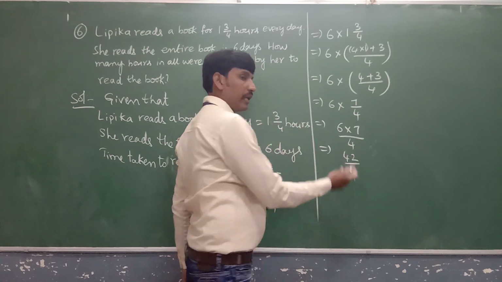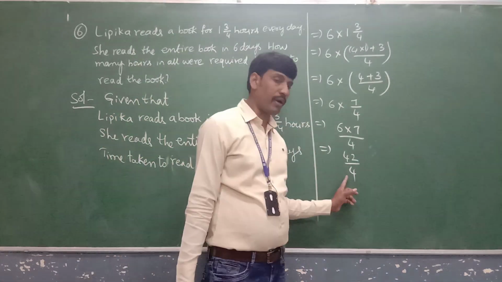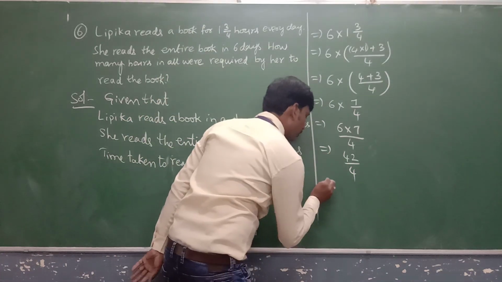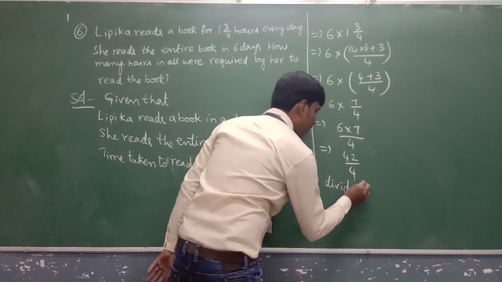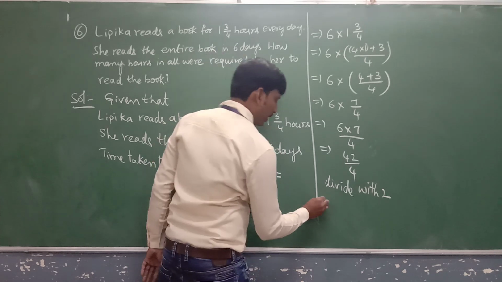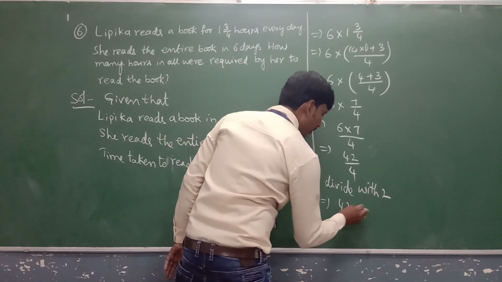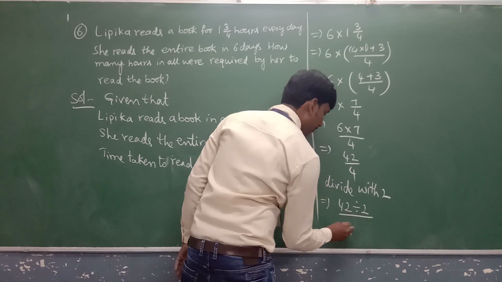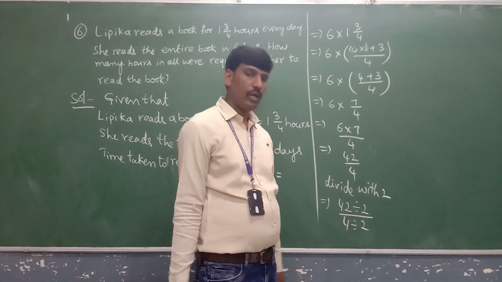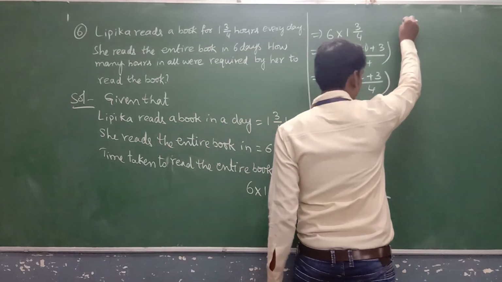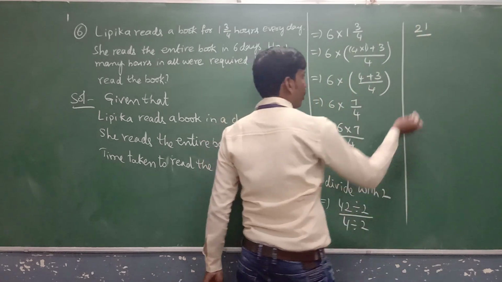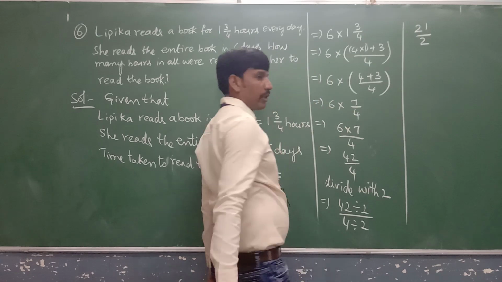Both are even numbers. 42 is not a multiple of 4, but both will be divisible by 2. Now divide with 2 in the numerator and the denominator. What are you going to get here? 42 divided by 2, 4 divided by 2. When you divide 42 by 2, you will get 21. That is a simple calculation. You will get 21 by 4 divided by 2, which is 2. This is an improper fraction.